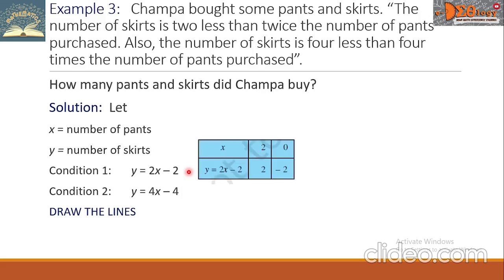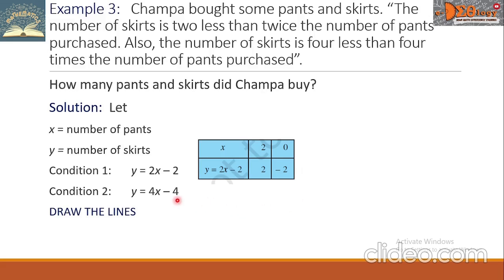For the first line, we have this table. This is the row for x, this is the row for y. Let us assign values for x. Let's say 2. Let's substitute number 2 to this equation. Then we can solve for y, and that is 2. Let's assign 0 for x. We substitute 0 to this equation, and the value of y will be negative 2. So the 2 points for line 1 are (2, 2) and (0, negative 2).